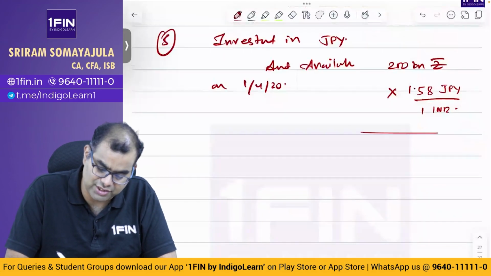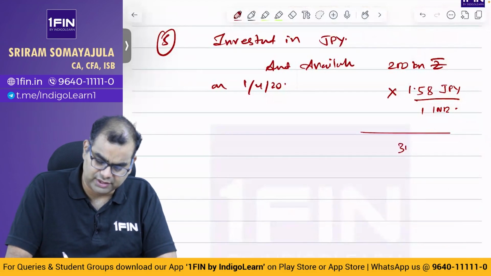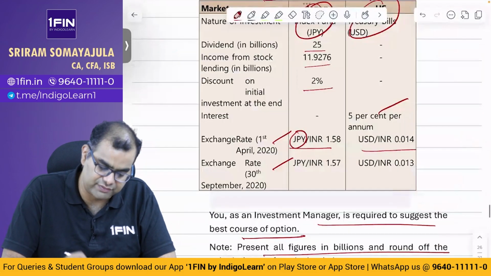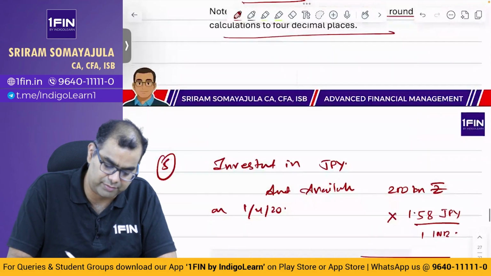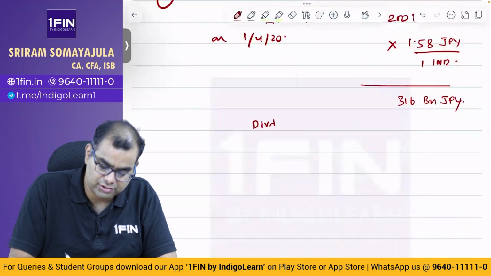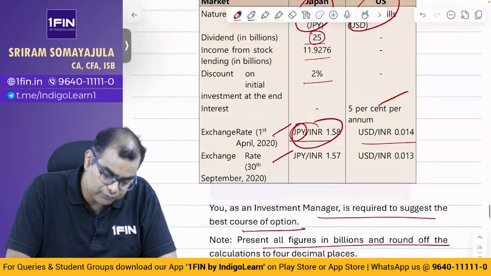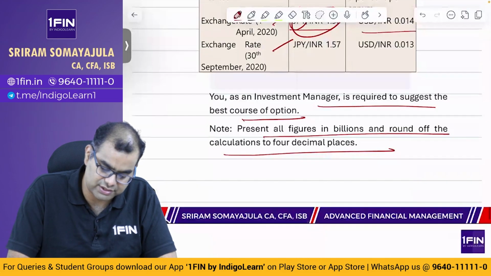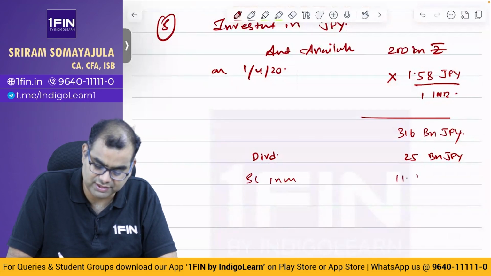So this will give you how many JPY? 200 into 1.58. 316 billion JPY. Okay, you convert this and invest in JPY. Now when you invest, you're going to get a dividend of 25 billion JPY. Okay, then you get income from stock lending, 11.9276. Stock lending income 11.9276. Okay, JPY billion, please note.